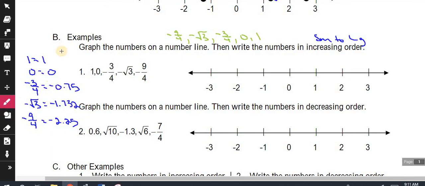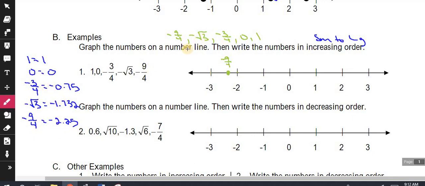Okay, so we definitely want to use our decimal approximations when putting the actual original values on our number line. So our negative 9/4 was negative 2.25. So I need to go between the negative 2 and the negative 3. And I'm going to go about a quarter of the way between there. Put my dot and negative 9/4.